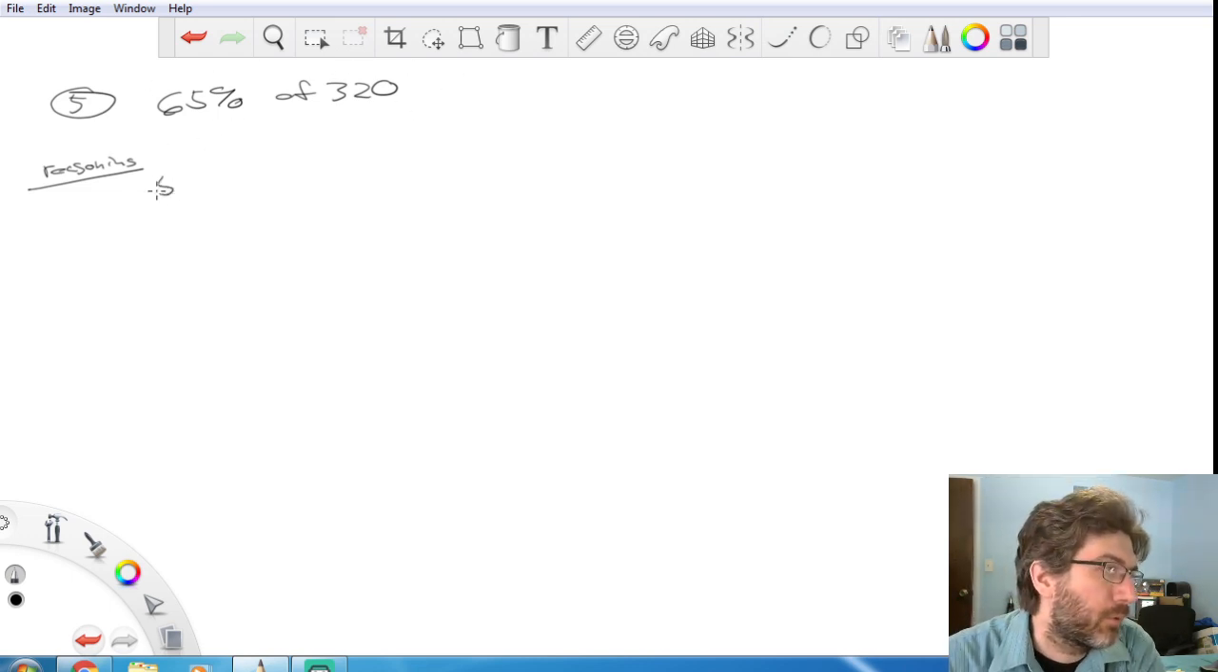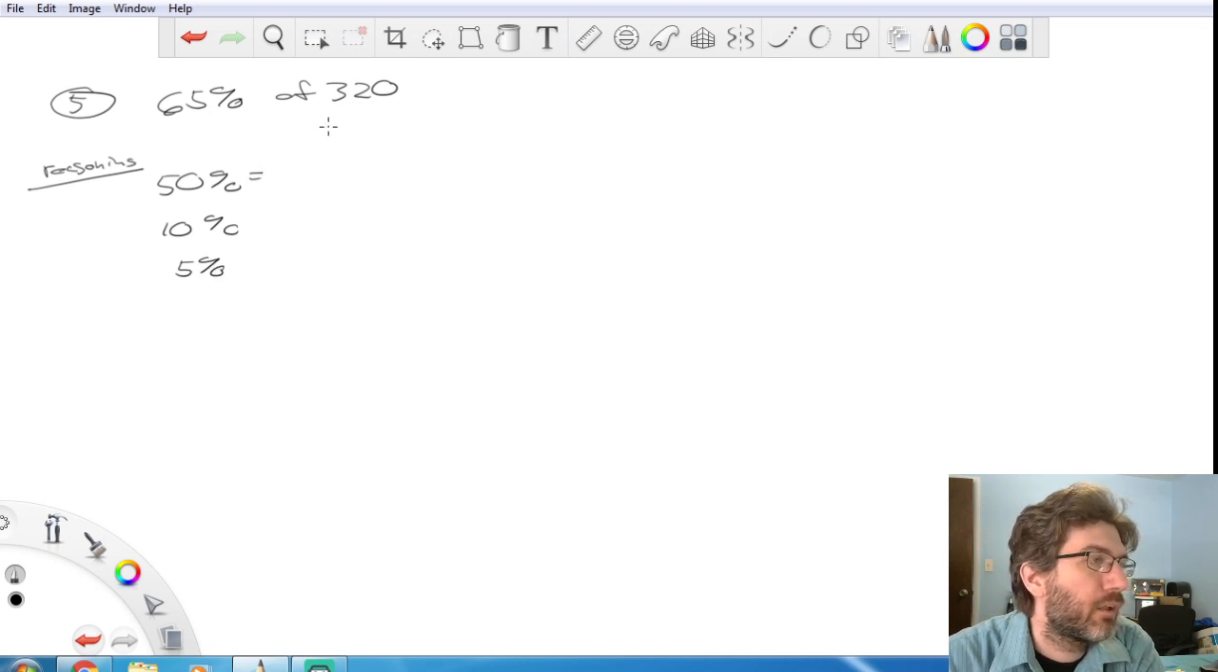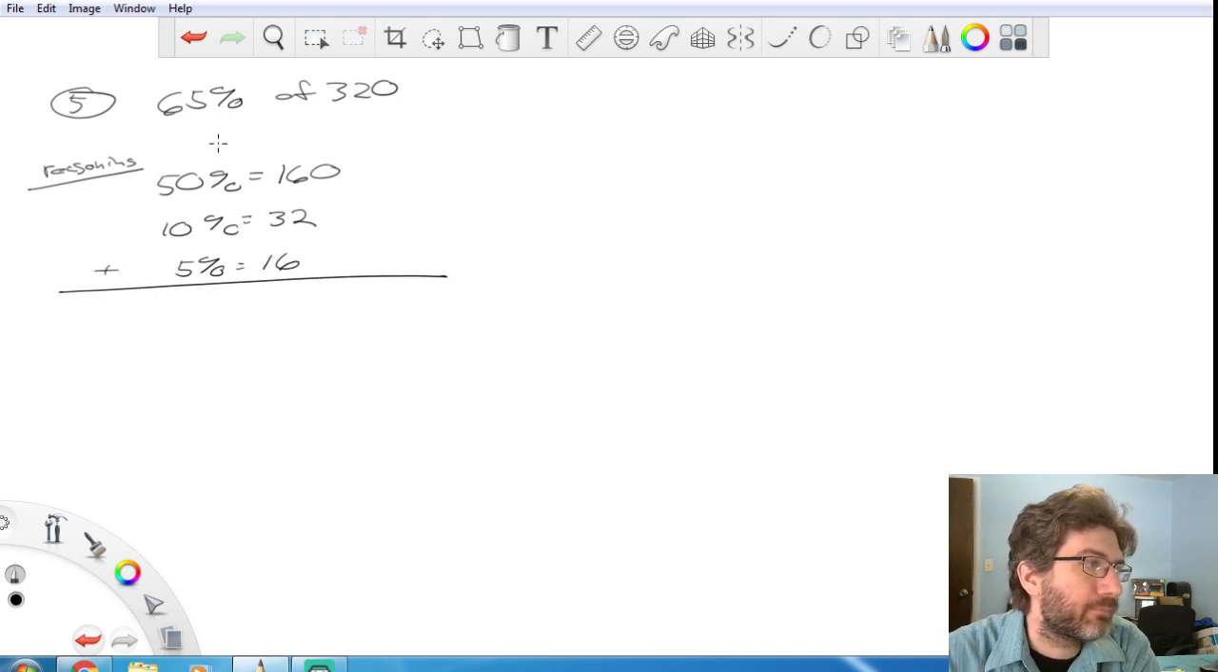65% of 320, I probably want 50%, I probably want 10%, and I probably want 5%. I can get 50% easily by taking half of that. Half of 32 is 16, so that's 160. 10%, again, you get by moving your decimal point one place, which is 32. 5% would be half of 10%, so half of 32 would give me 16. And then I just add them all up. 50 plus 10 plus 5 gives me 65.